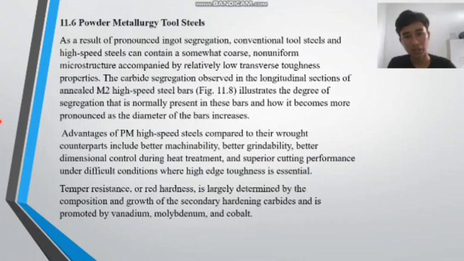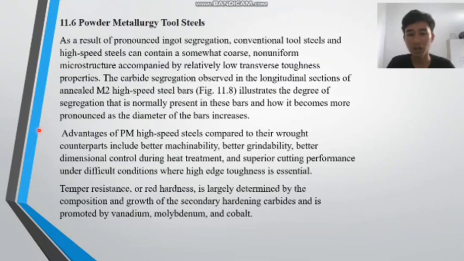Figure 11.8 illustrates the degree of segregation that is normally present in the bars and how it becomes more pronounced as the diameter of the bars increases. Advantages of PM high-speed steels compared to their conventional counterparts include better machinability, better grindability, better dimensional control during heat treatment, and superior cutting performance under difficult conditions where high edge toughness is essential.